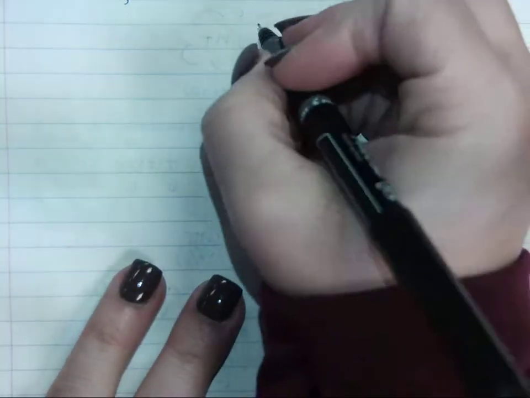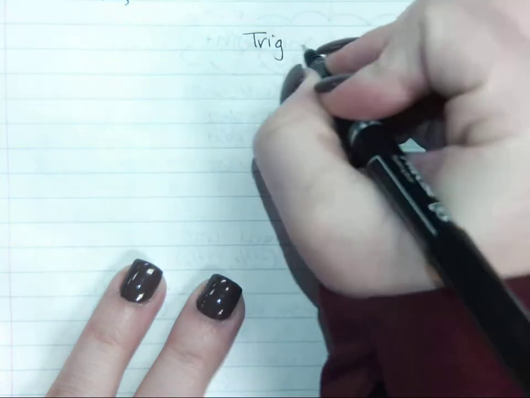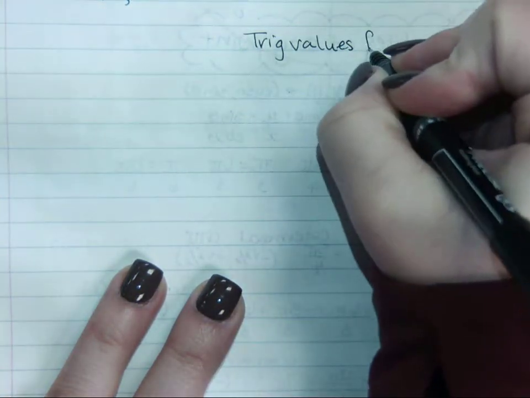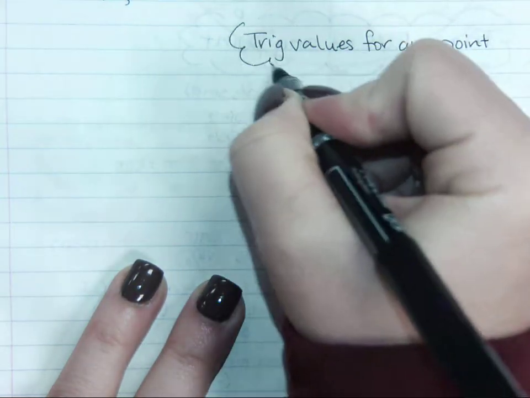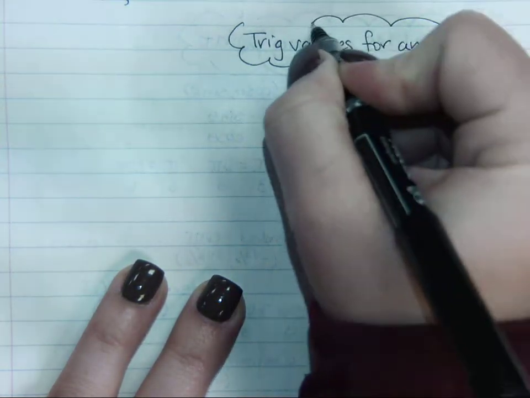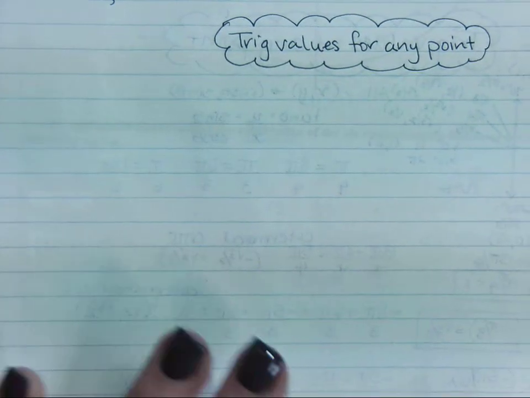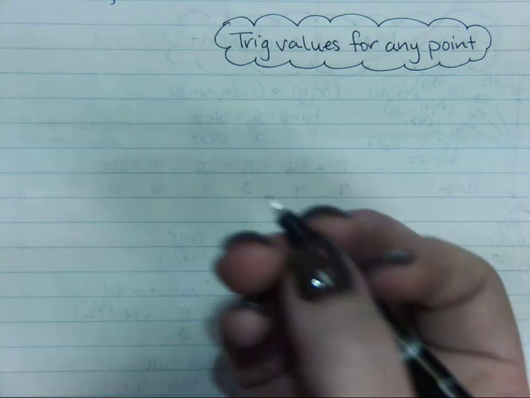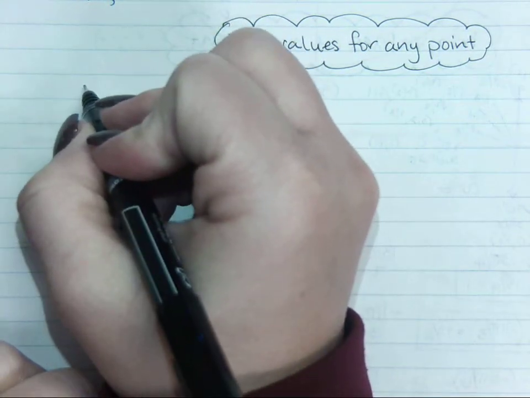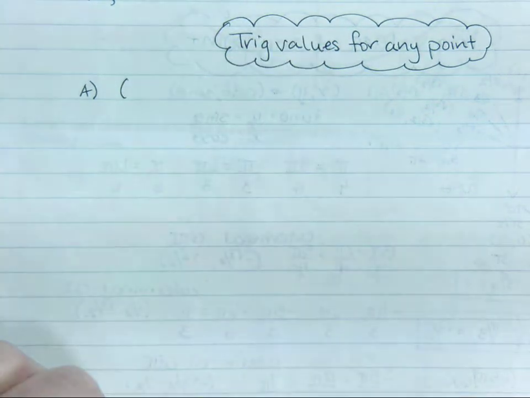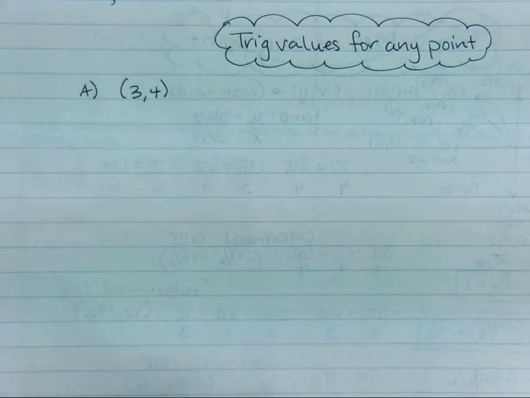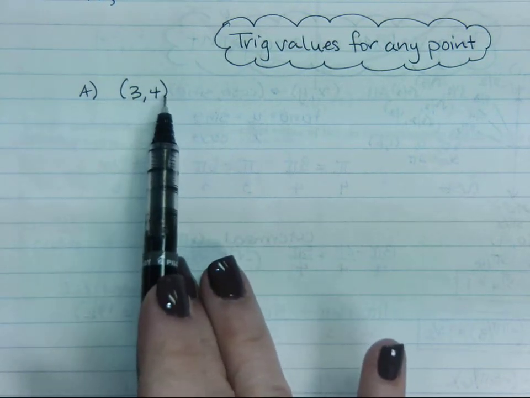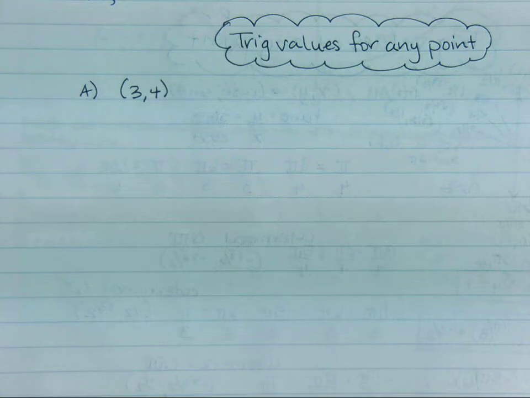Let's look at how to find the trig values for any point. Now when we talk about any point or any coordinate, this can be something that is not necessarily on the unit circle. So for example, maybe we are given the coordinate (3, 4). And with the coordinate (3, 4), you can see that this is not one of our special coordinates we've been working with on the unit circle.